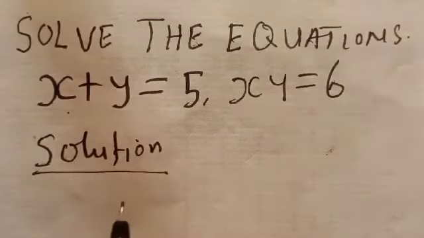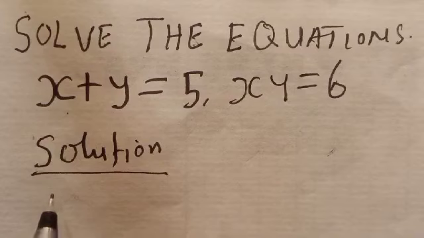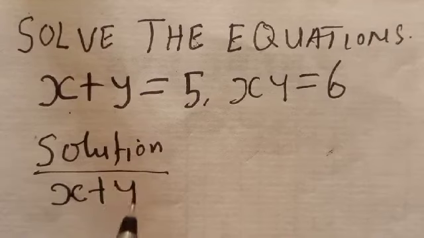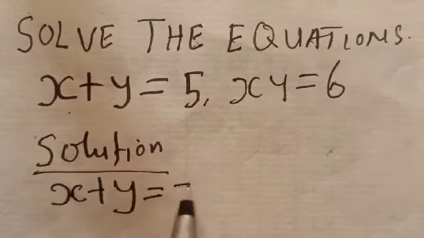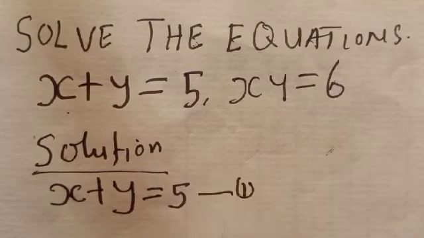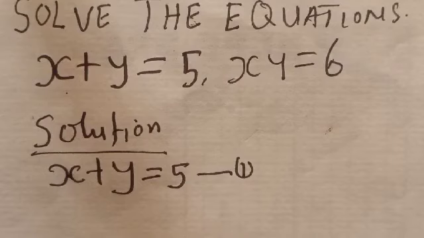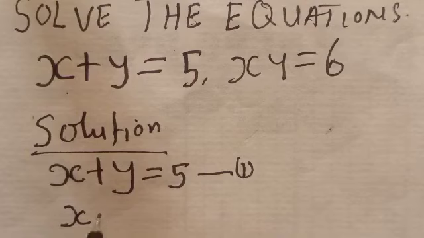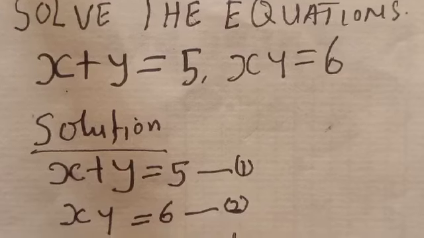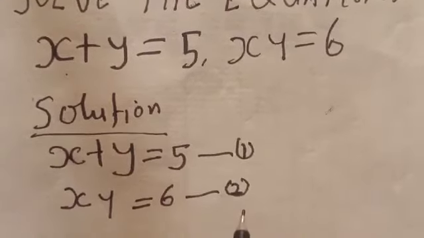Solution. Let's start with equation 1. Equation 1 is x plus y is equal to 5. Let's call this equation 1. Then the second equation is xy is equal to 6. This is equation 2. We want to look for the value of x and y.